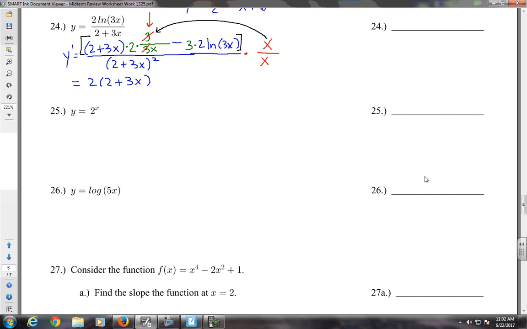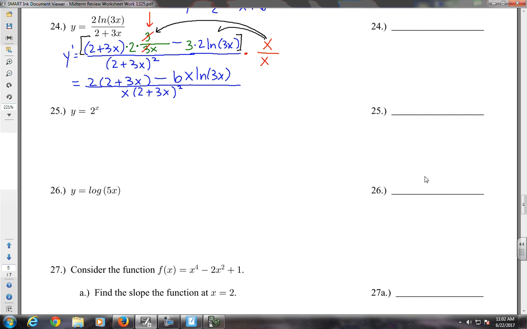We have 2 plus 3x. Okay? Distributing the x to the second term there, we have minus 3 times 2, which is 6. The extra x that we're multiplying here, and natural log of 3x. And in the denominator, we have x times 2 plus 3x quantity squared.